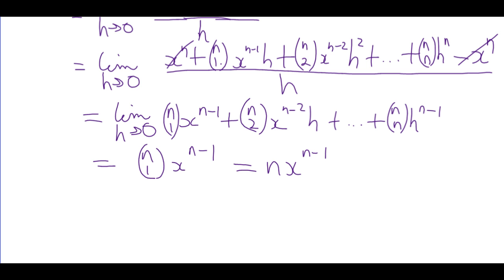Okay. So d by dx of x to the n is equal to n x to the n minus 1. Now, that's a proof where n is greater than or equal to 1, right?